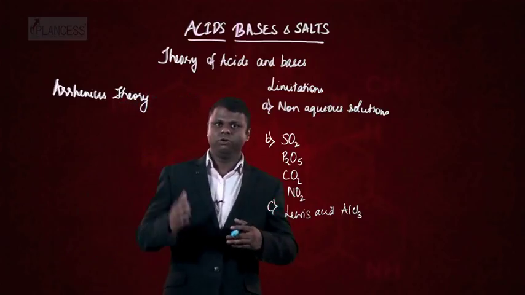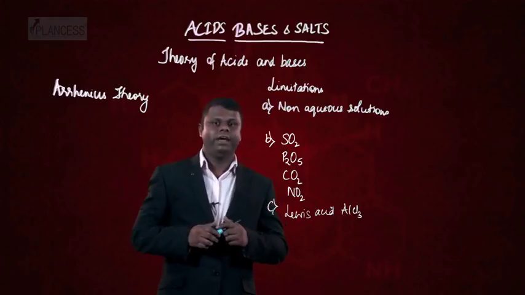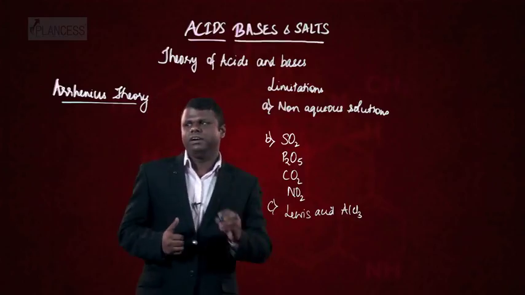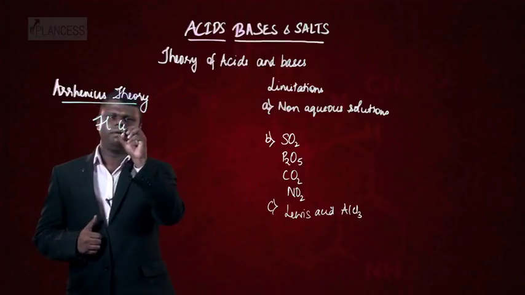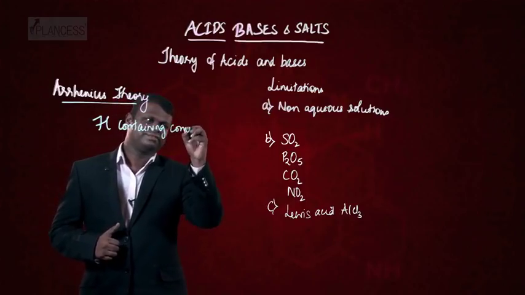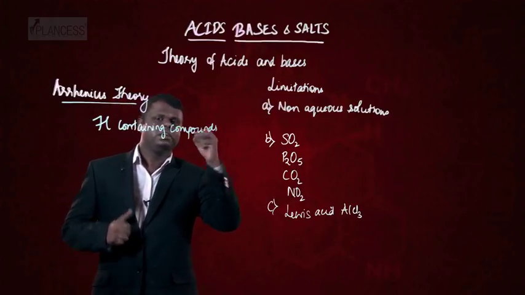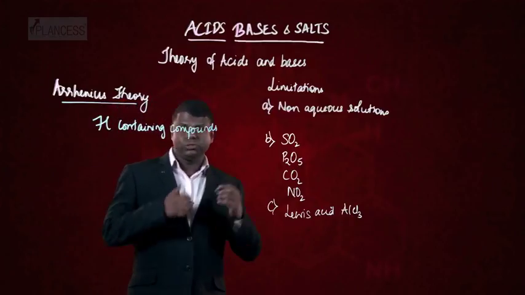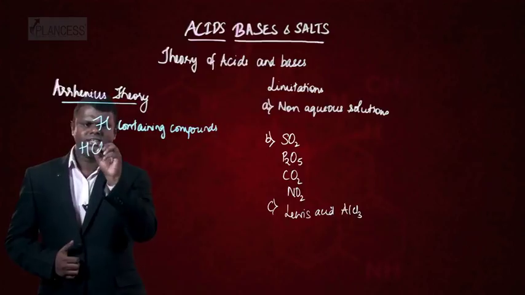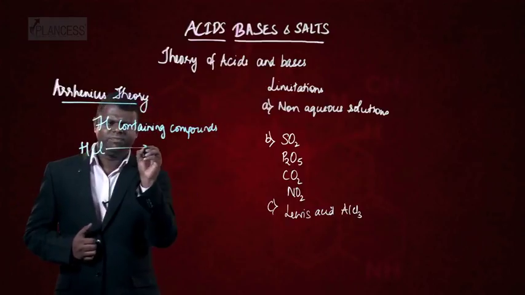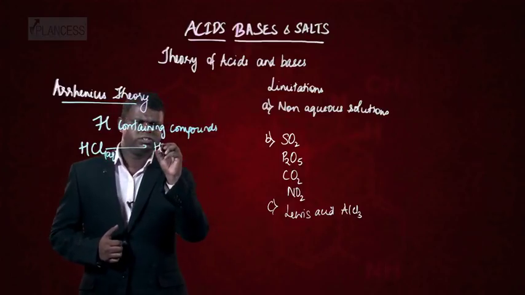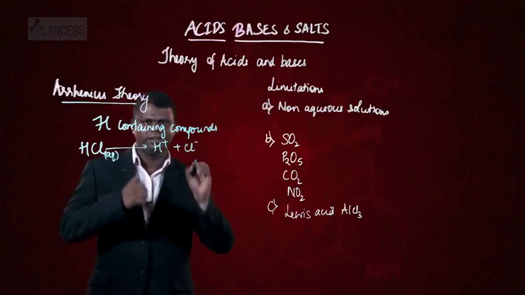So the first and the foremost theory was put forward by Arrhenius. According to Arrhenius' theory, acids are hydrogen containing compounds and they ionize, giving H plus ions in the solution. So if I have to write down the ionization of HCl, I will write HCl aqueous, that is dissolved in water, produces H plus and Cl minus ions.